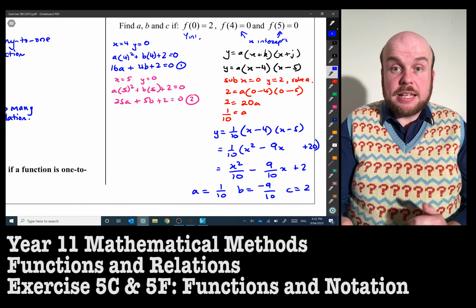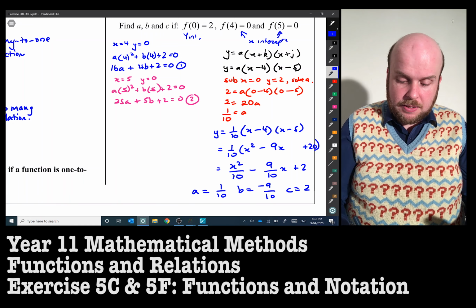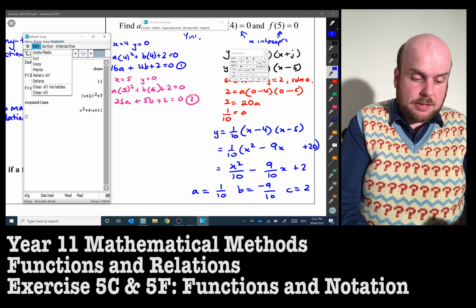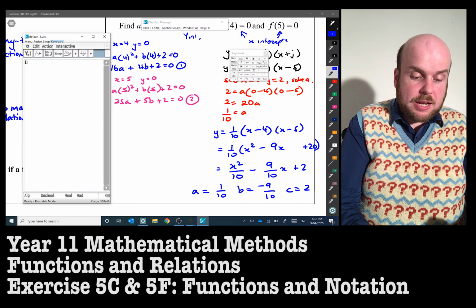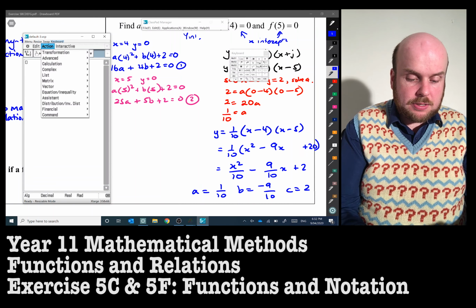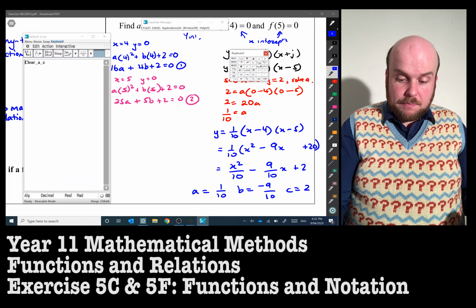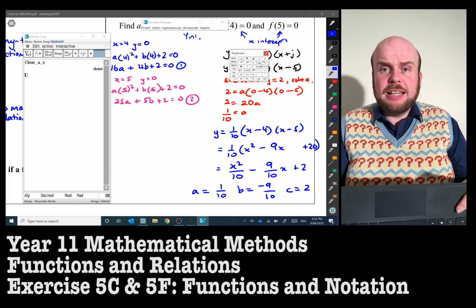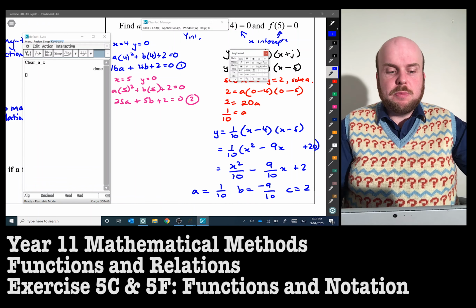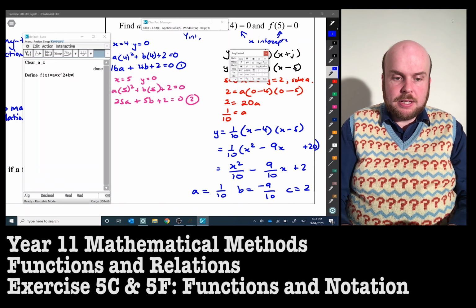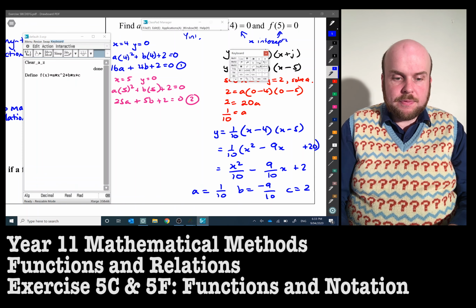Now you could go and get the exact same answers using simultaneous equations on the calculator. If you are unsure how to do that, well, here we go. If you've defined something, may I suggest getting used to going to Action, Command, and Clear a-z, because that will clear anything that you have defined. So what I'm going to do is define f of x is equal to a times x squared plus b times x plus c.